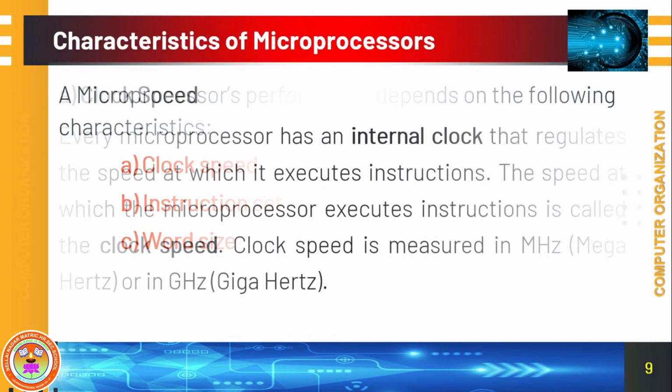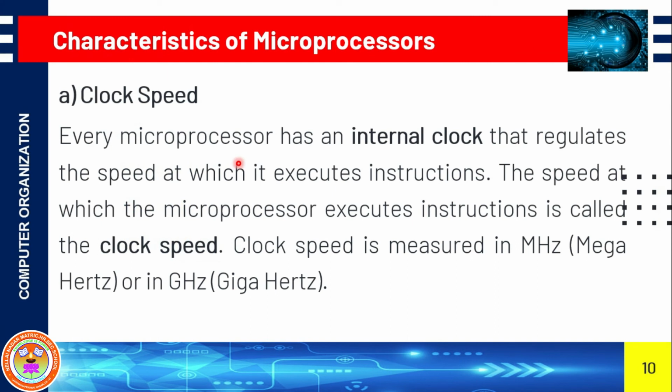What is the meaning of this? What is clock speed? It is the first characteristic of the microprocessor. Every microprocessor has an internal clock. Already we discussed, right? Clock pulse. The microprocessor works under the clock pulse. That's why we say it is driven by the clock pulse. So every microprocessor has an internal clock that regulates the speed at which it executes instructions. What is the main purpose of this internal clock?